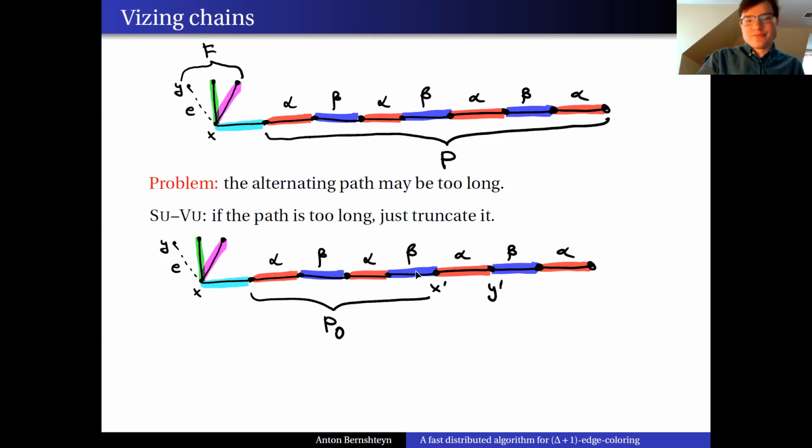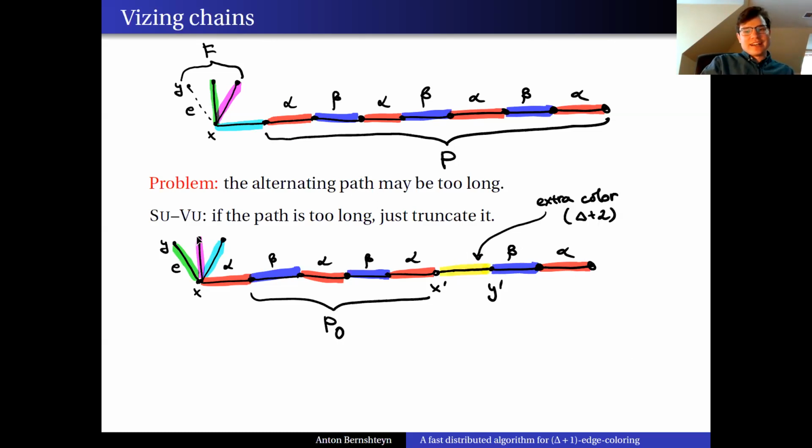path. So pick some edge on this path, x prime, y prime, say, and let's call the path up to this edge p zero. And instead of shifting this whole situation, just shift this initial segment. So shift the fan and shift the p zero part. Well, now the problem is that this edge, x prime, y prime, is uncolored. What do we do with this? Well, Su and Vu say, we are going to allow ourselves to use one extra color. This is where the extra color in their algorithm comes. We're going to use the color number delta plus 2 for this uncolored edge. And now we've extended the coloring.